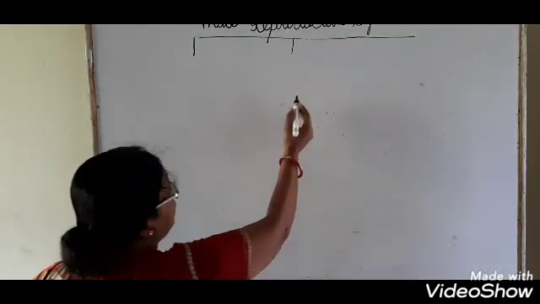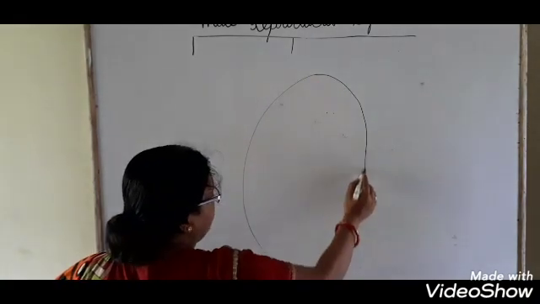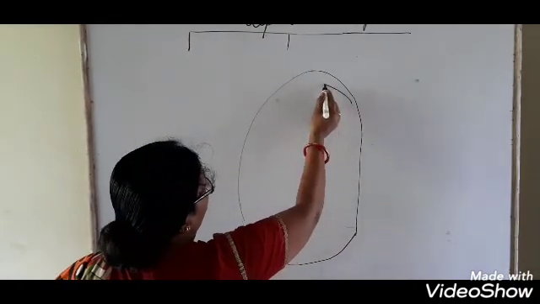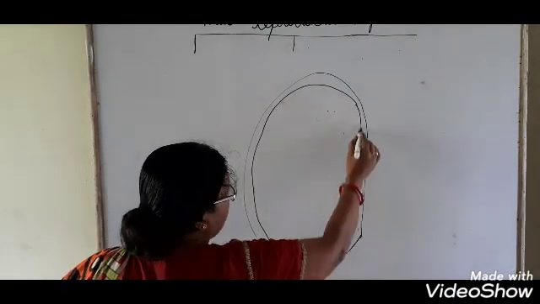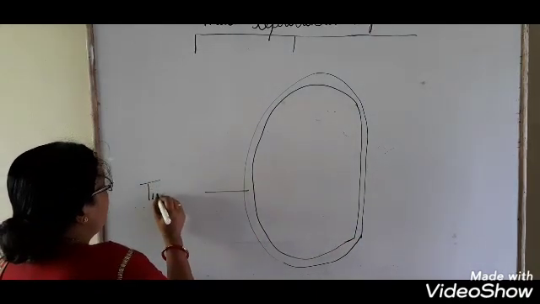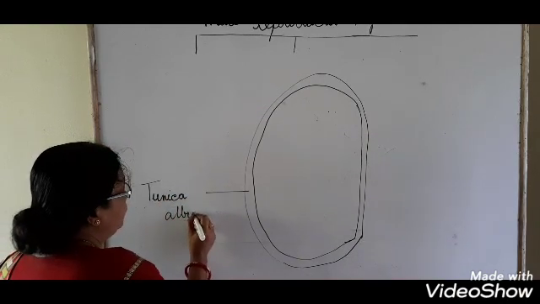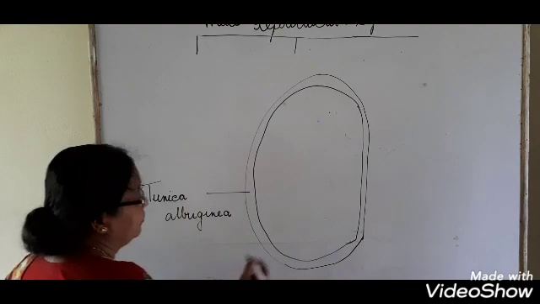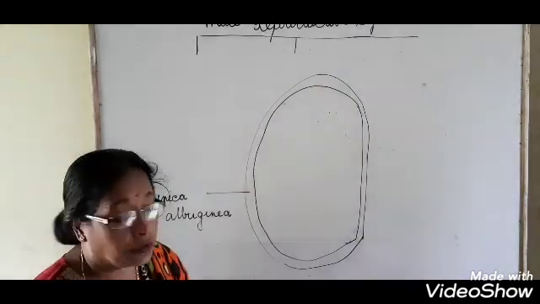Now, let us see the internal structure of the testes. Testes are oval in shape. They consist of 3 layers of protective covering. This is tunica albuginea. The innermost covering is known as tunica vasculosa.